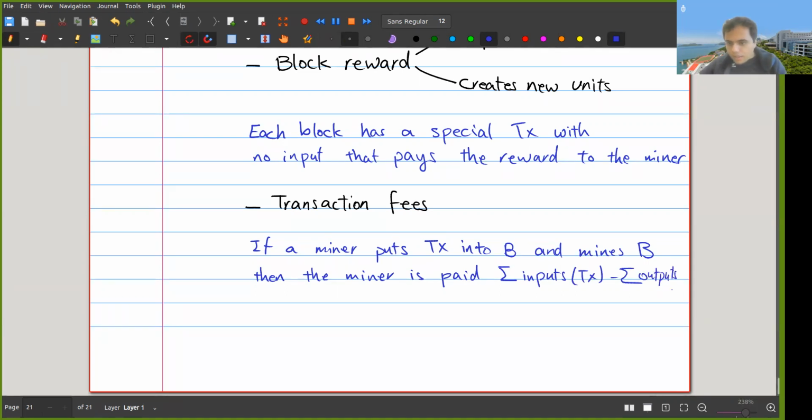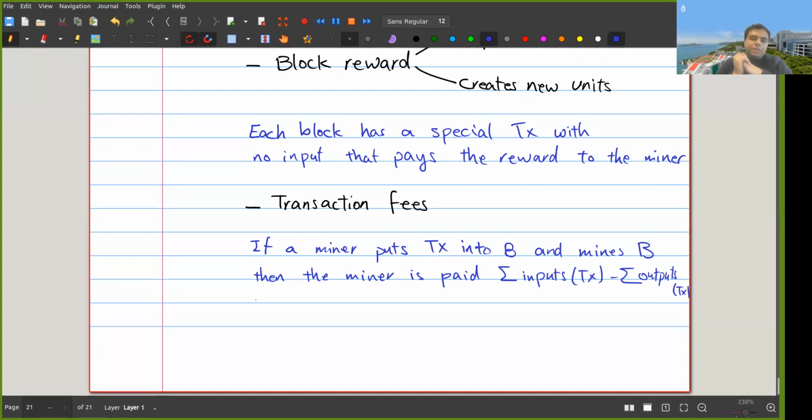Okay, so whenever you create a transaction, you have to think about this. You have to think about how much transaction fee you want to pay. And basically the way you pay transaction fees is that you set the sum of your outputs to be smaller than the sum of inputs. And you know that any difference will be paid to the miner.